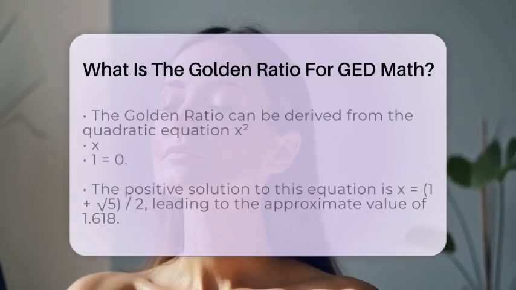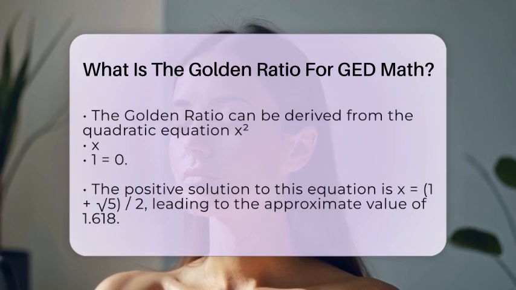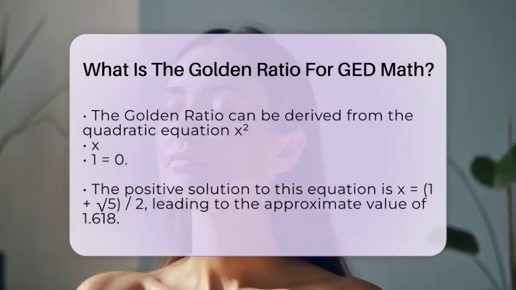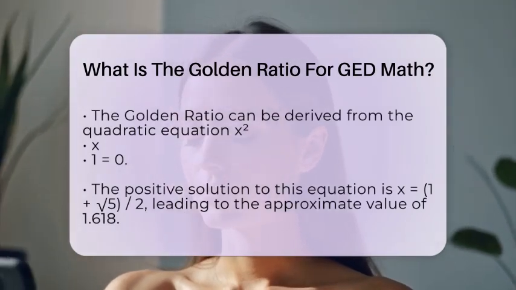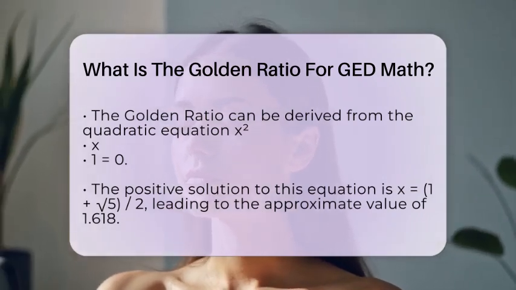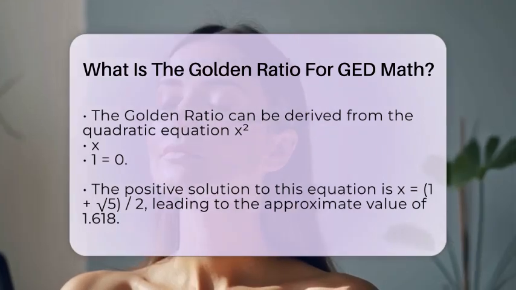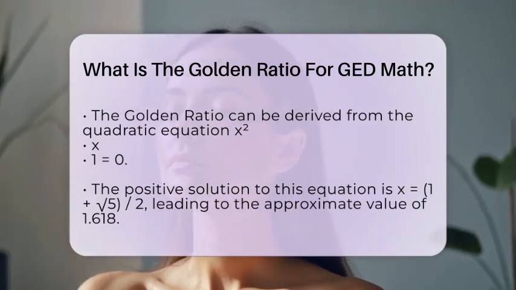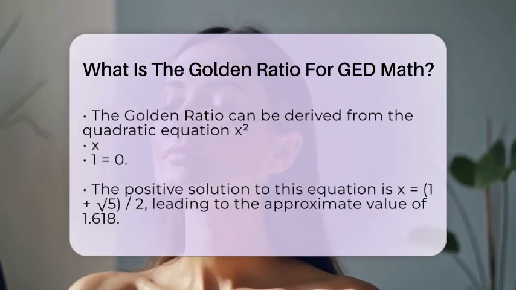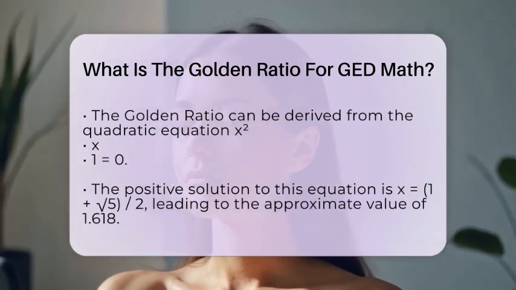The golden ratio is an irrational number, which means it cannot be expressed as a simple fraction. It can be derived from the quadratic equation x squared minus x minus 1 equals 0. The positive solution to this equation is x equals (1 plus the square root of 5) divided by 2, which again gives us that approximate value of 1.618.